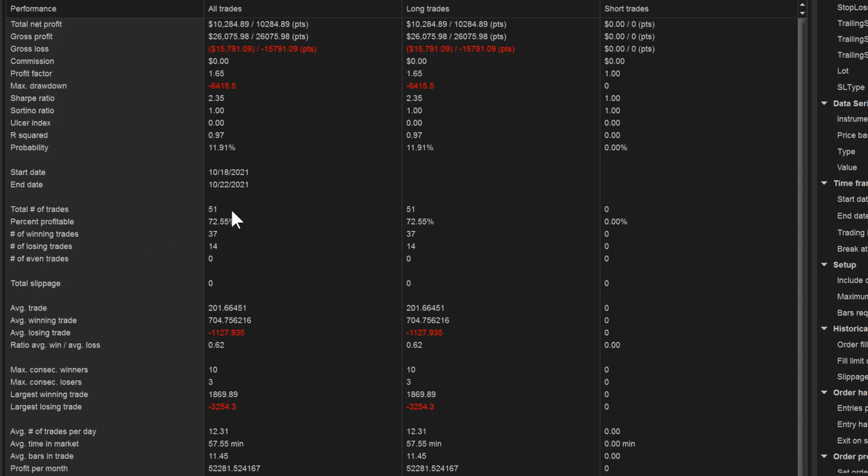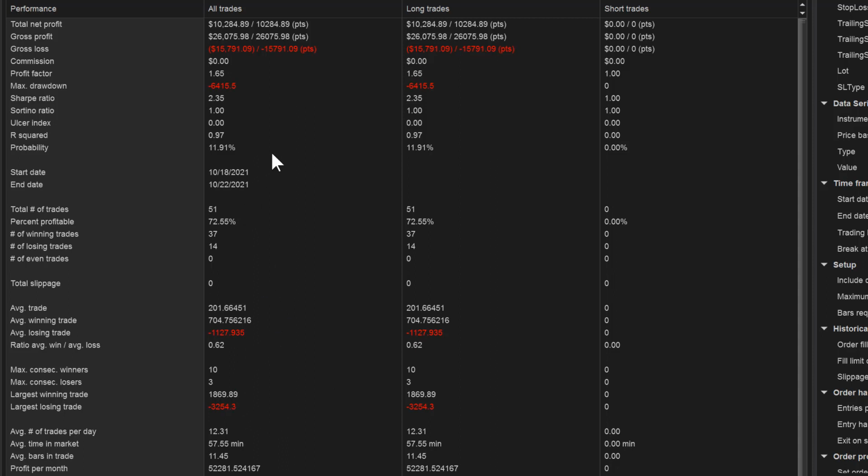So, total number of trades, 51. 37 successful, 14 losing trades. Average trade, $200. Average winning trade is $700. Average losing trade, well, there's not many losers, $1,000. Largest winning trade, 1869.